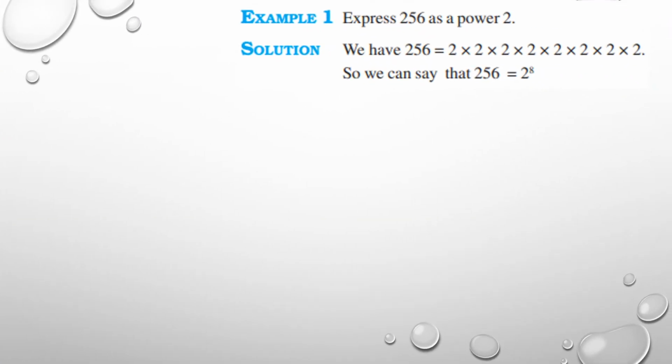Let us do some examples. Example 1. Express 256 as a power of 2. We have 256 is equal to 2 into 2 into 2 into 2 into 2 into 2 into 2 into 2. That is, the prime factorization of 256 is equal to 2 raised to 8. Therefore, the exponential form of 256 is equal to 2 raised to 8.